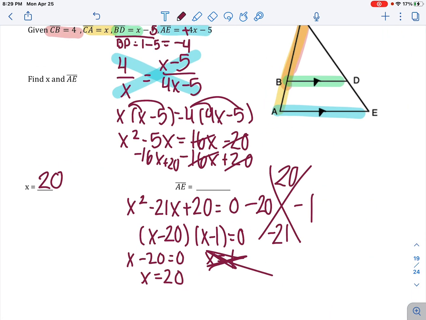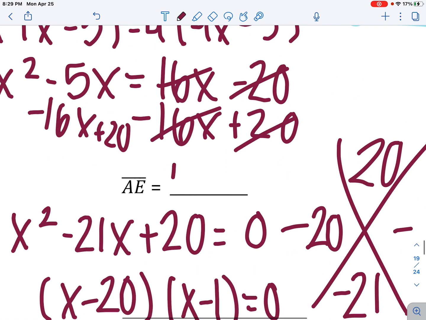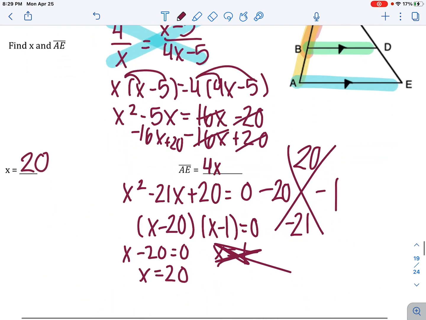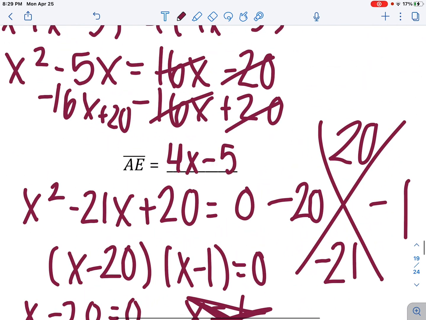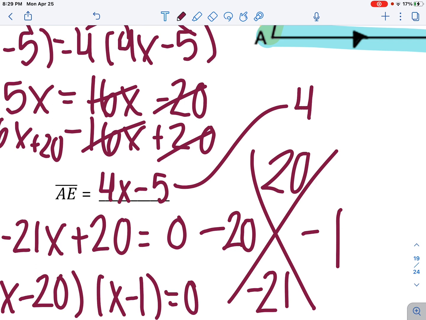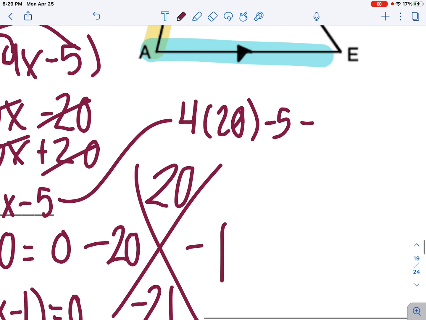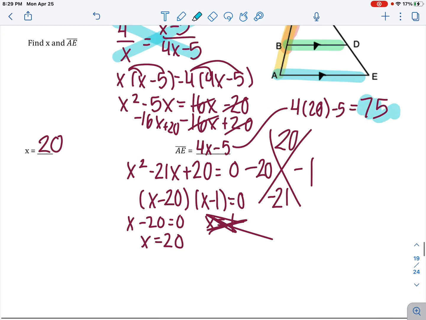So now we want to find the side length AE. AE is 4x minus 5. So that's going to be 4 times 20 minus 5. And that will give me 75 for AE. So I'm just going to go ahead and fill that in.